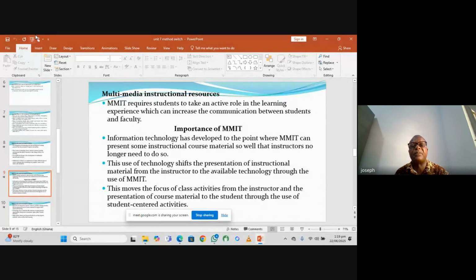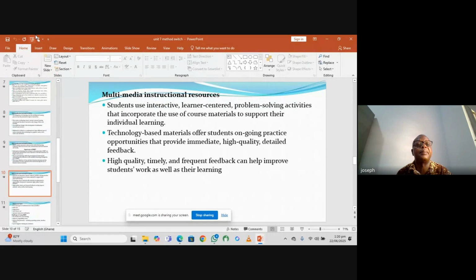This moves the focus of class activity from the instructor and the presentation of course materials to the student, through the use of this student-centered activity to search for information for himself or herself. Students use interactive, learning-centered problem-solving activity that incorporates the use of course materials to support their individual learning. So even though they may have the hard copies of whatever, they use some of these multimedia resources to support the information that the teacher gave them.